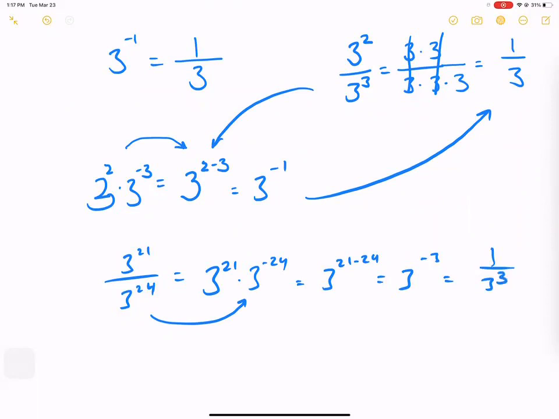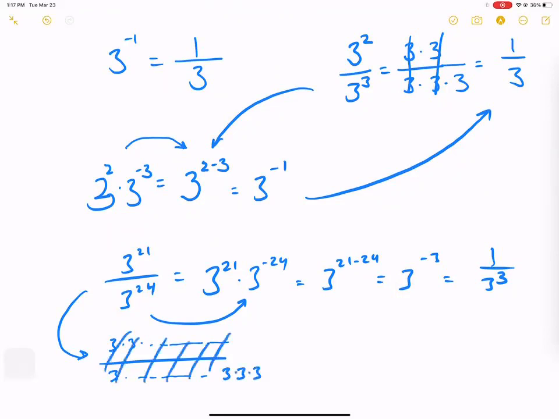But of course, if we did it our algebra way and we wrote 3 a bunch of times, 3 a bunch of times, we would be left with 1, 2, 3 left over, and everything else would have canceled out, leaving us a 1 over 3 to the third power. And we don't want to do that. That takes too much time. So that's one of our ideas.